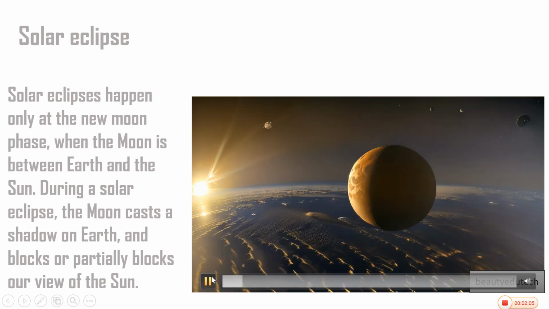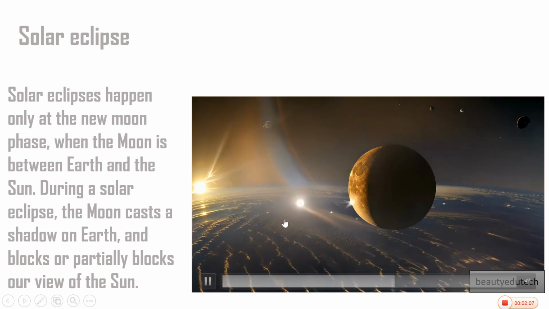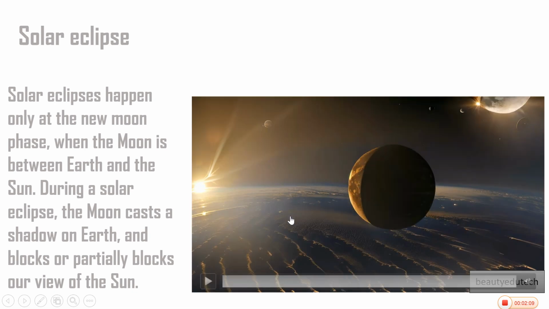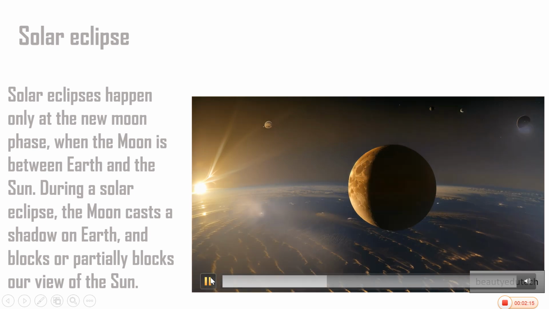I'm going to replay it again. That's the moon orbiting and casting a shadow on the earth, thereby stopping the sunlight from reaching the earth. That is what is called the solar eclipse, or the eclipse of the sun.